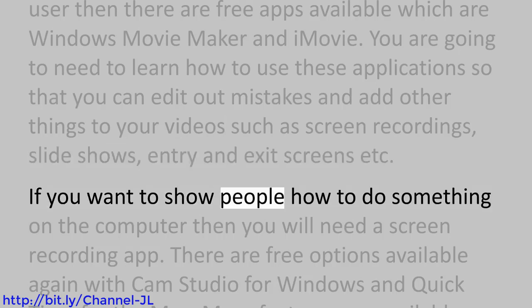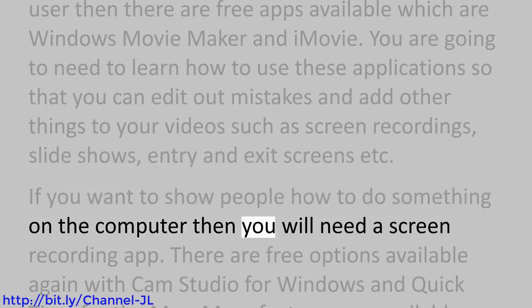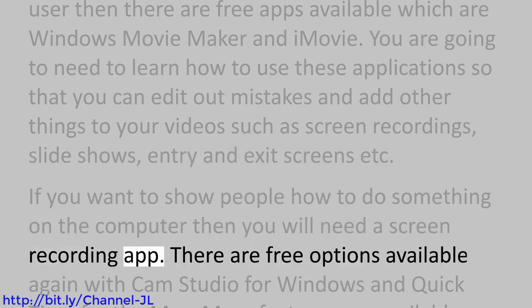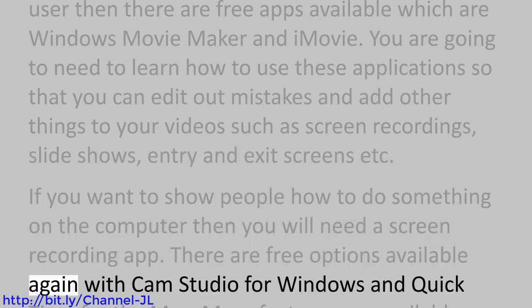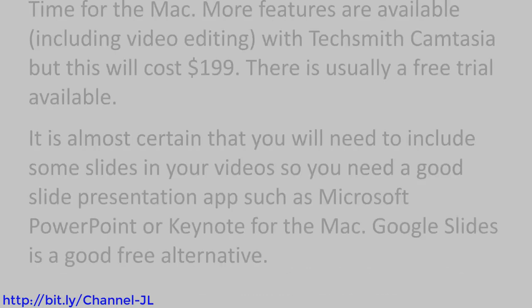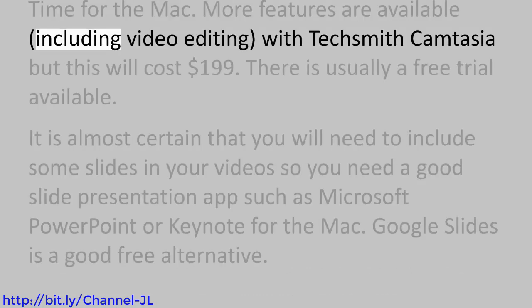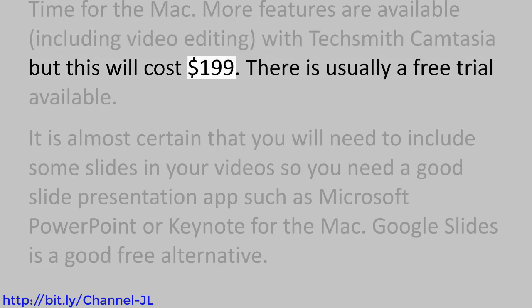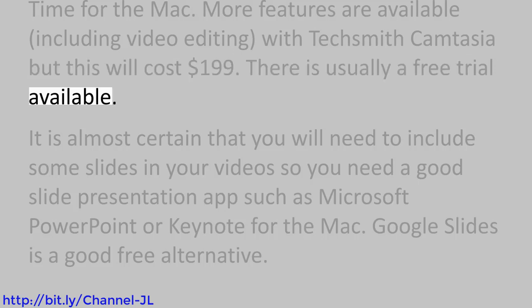If you want to show people how to do something on the computer, then you will need a screen recording app. There are free options available again with CamStudio for Windows and QuickTime for the Mac. More features are available, including video editing, with TechSmith Camtasia, but this will cost $199. There is usually a free trial available.